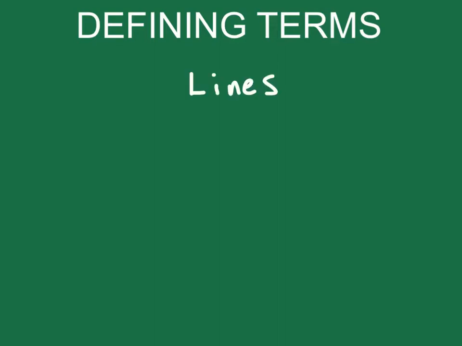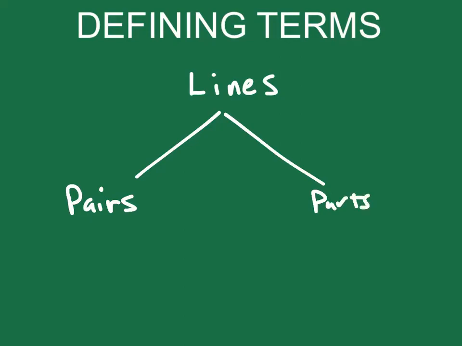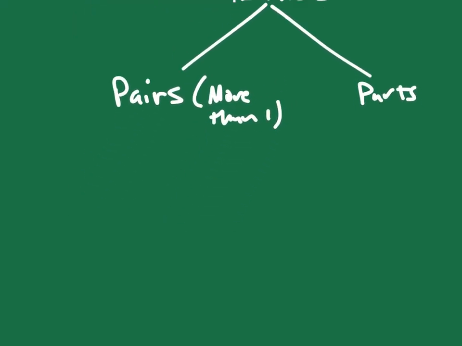So let's get started. The first term that I want to talk about is using the concept of a line to describe a couple of terms that we're going to use for the rest of the class. We can split lines into two different groups: pairs of lines and parts of lines. Pairs means I have more than one, and when I have more than one line, I've got two different kinds: parallel lines and perpendicular lines.